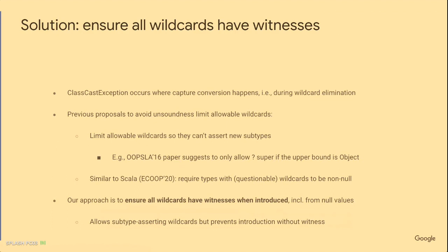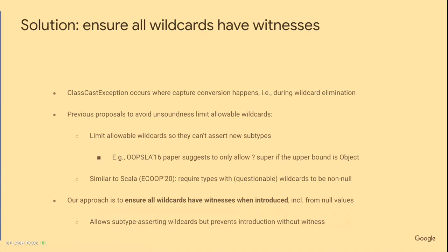And there are previous proposals for how to approach this. One is to limit the allowable wildcards, so you limit what you can say. For instance, in the OOPSLA paper that reported the unsoundness, they say you could only allow ? super wildcards if the upper bound is Object, if I understand correctly what they're proposing there. Or you can do something similar to Scala. You could require ? wildcards to be non-null, right? Because you also do need null in order to exploit this, as I showed.